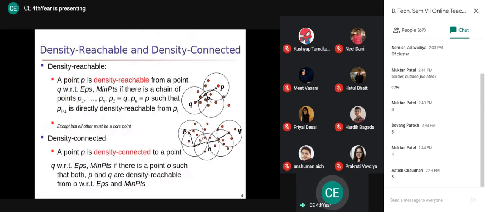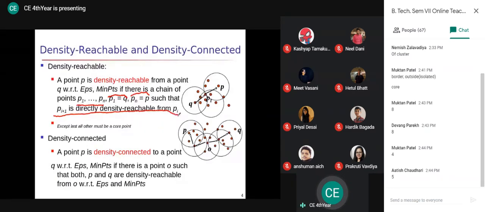Okay. Next, density reachable. The first concept was directly density reachable. Now the second is density reachable. So you can say point P is density reachable from Q if you have this chain P1, P2 up to Pn, where in the chain the first point P1 is Q, the last point Pn is P itself, and in between you have some other points, maybe P2, P3 and so on. But this last line is very important, such that P of i plus 1 is directly density reachable from Pi.